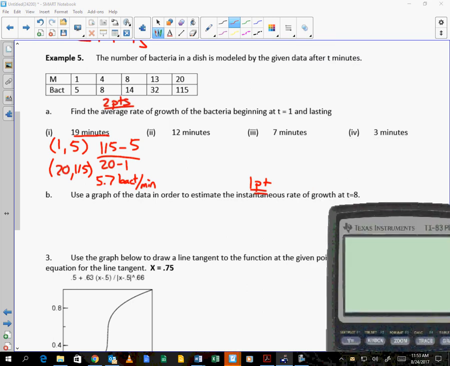Okay, so Dylan and Calvin's group, you guys do number 2. Emu's group, you guys do number 3. And Alex, your guys' group do number 4. Okay, go.